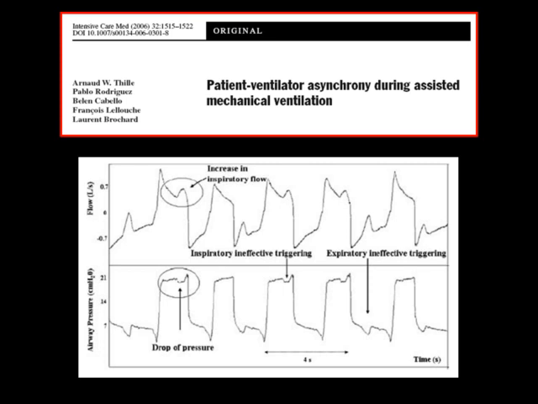One is that although it is not the perfect technique or approach, from the simple inspection of airflow and airway pressure tracing, you can detect a huge amount of asynchronies, like inspiratory ineffective triggering, expiratory ineffective triggering, or double triggering, etc.